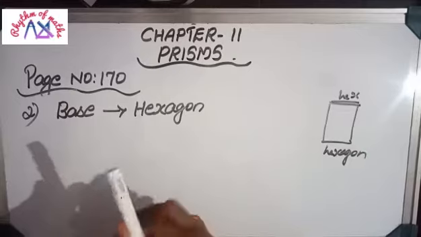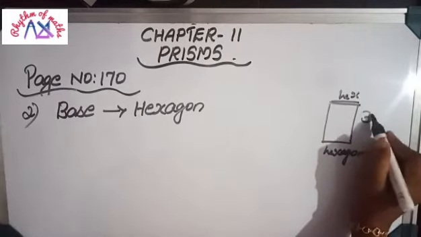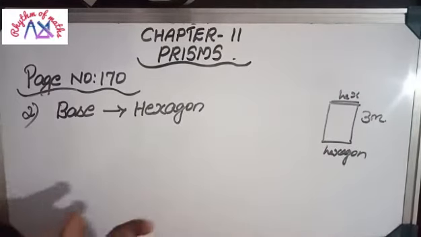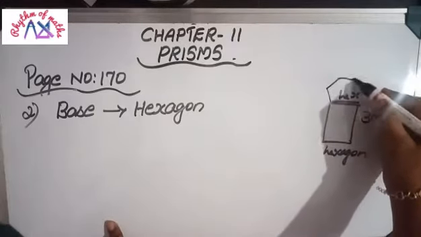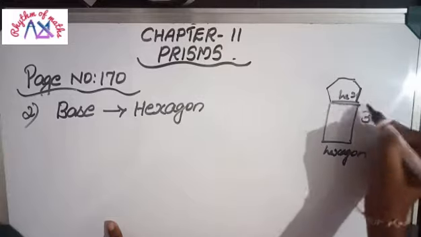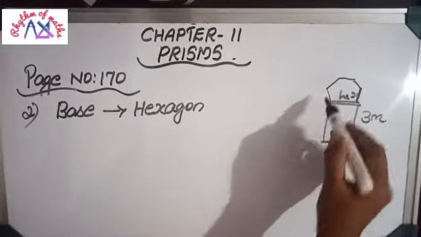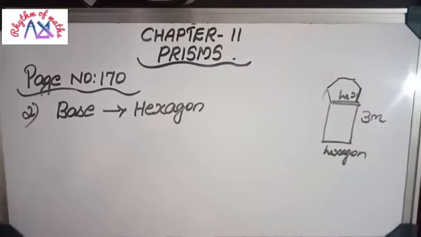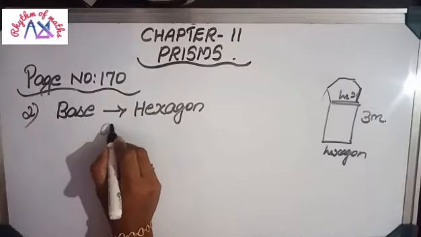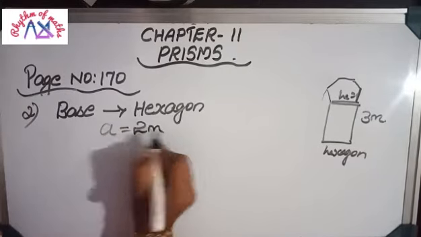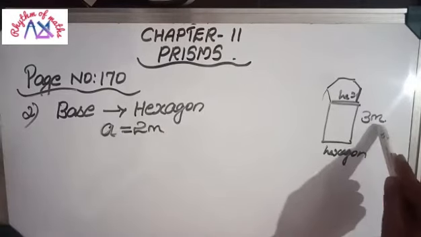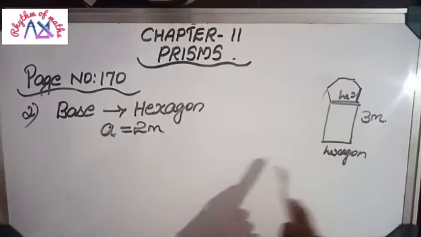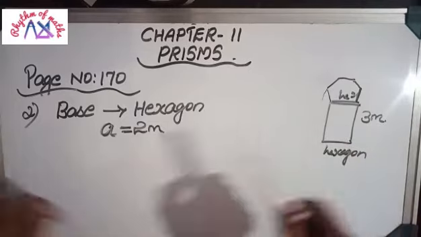total height is given as 3 meter. One side of this hexagon, and a total of 6 sides will be there. 1 2 3 4 5 6, the figure will be like this. Here one rectangle, here also one rectangle, like that, each with a side of 2 meter. So one side of this hexagon is 2 meter. Now total height is given as 3 meter, and it is given that at present only 1 meter height.